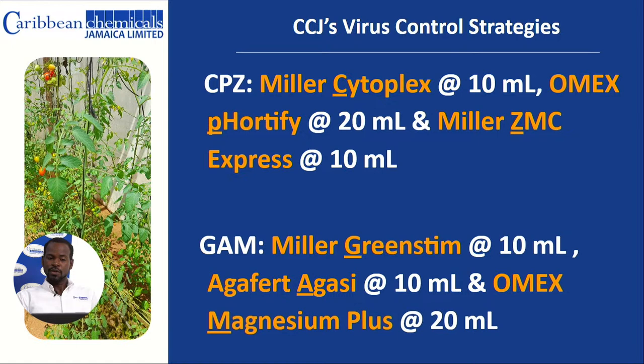Our Green Stem, which we'll use at 10 ml, which is 2 teaspoons per gallon. Our Agar Leaf Agassi, same 10 ml, and our Omex Magnesium Plus at 20 ml, that would be like 4 teaspoons per gallon.